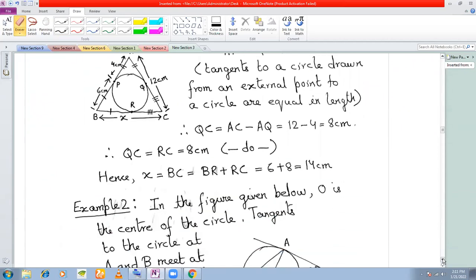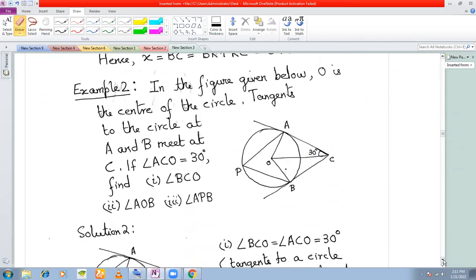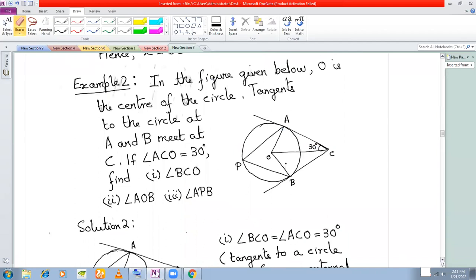Let's proceed with the next problem then. Okay, another problem. In the figure given below, O is the center of the circle. Tangents to the circle at A and B meet at C. So I have tangents drawn through A and through B. A and B are nothing but points of contact. Meet at C. That means whether you say tangents drawn from A and B meet at C, or whether you say tangents drawn from an external point C with points of contact to the circle A and B, it's the same thing, synonymous.